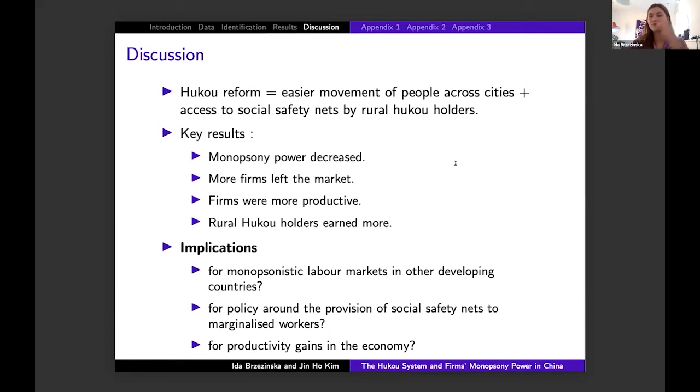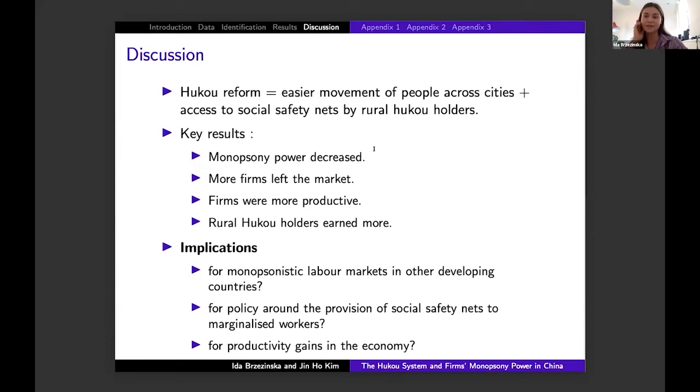Just a quick wrap up. We've looked at the Hukou reform, which really is quite a unique institutional barrier to labor mobility, if you want to think about it that way. And the reform really just means there's an easier movement of people across cities, but more importantly, it means that they now have access to social safety nets. So people that were registered in rural areas and migrated into cities previously were not able to access education and healthcare. They were not able to protect themselves against employers, but now after the reform, they improve that access. And what that does is it decreases monopsony power.